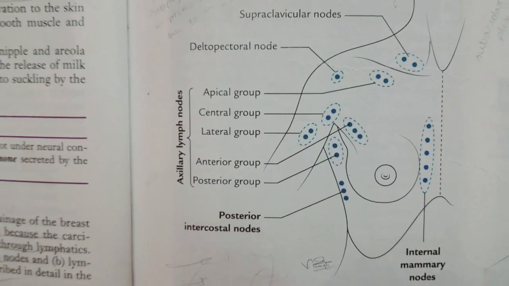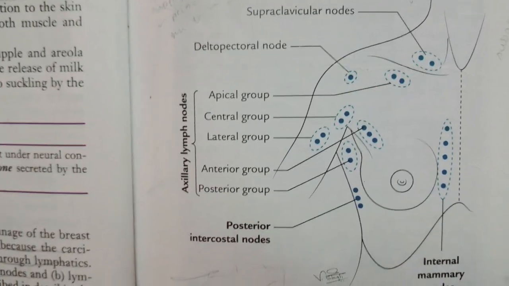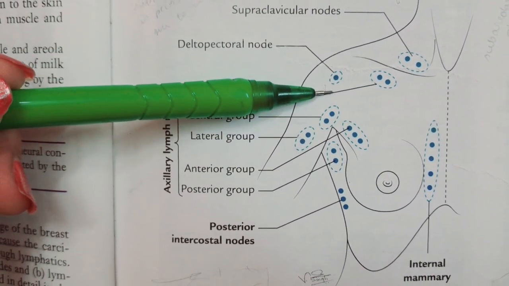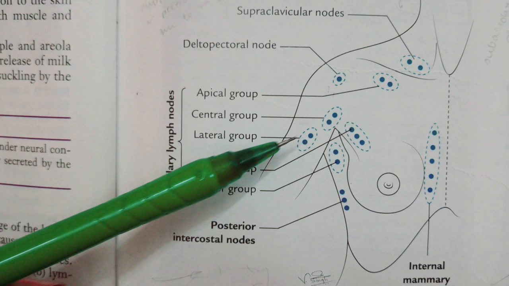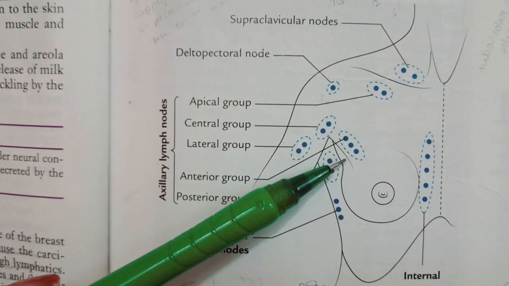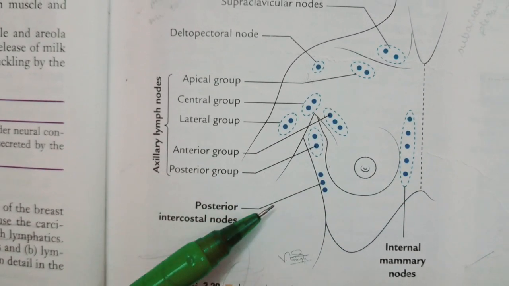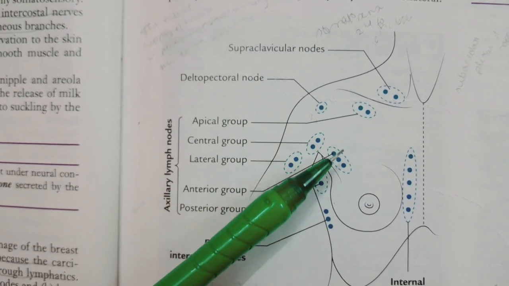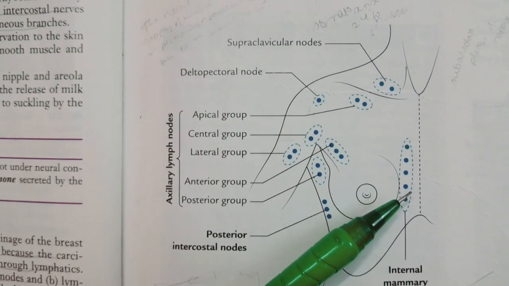Now let us see the lymphatic drainage. Let us see the lymph nodes draining the breast. First, supraclavicular nodes, which lie above the clavicle. Deltopectoral nodes lie in the deltopectoral groove. Then the axillary group of lymph nodes, which includes apical, central, lateral, anterior and posterior groups, and the internal mammary lymph nodes, and also the posterior intercostal lymph nodes.